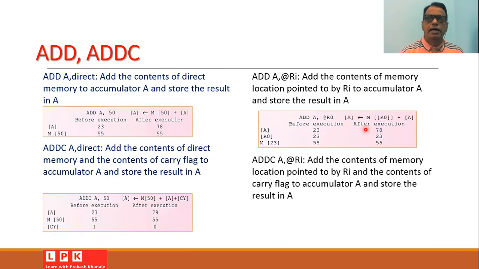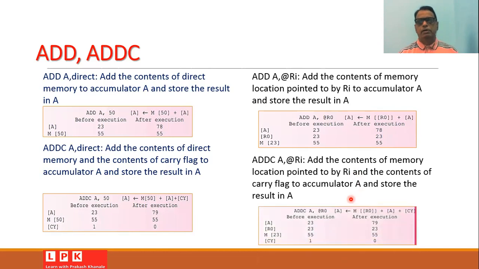Another form of the add instruction is ADDC A, @Ri, where we can add the content of the memory location pointed by Ri and the content of the carry flag to the accumulator, and we will store the result in the accumulator. Say for example, if we write the instruction ADDC A, @R0, then after the execution of this instruction, you will find that the contents of A and R0 along with the carry flag are added to get the result 79 in the accumulator.